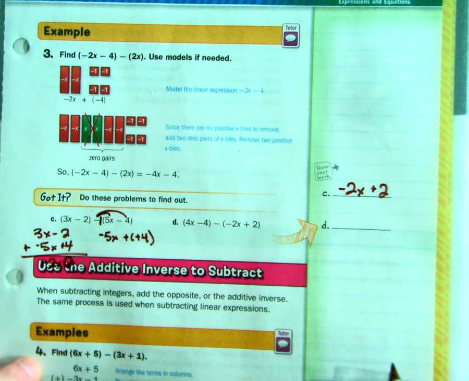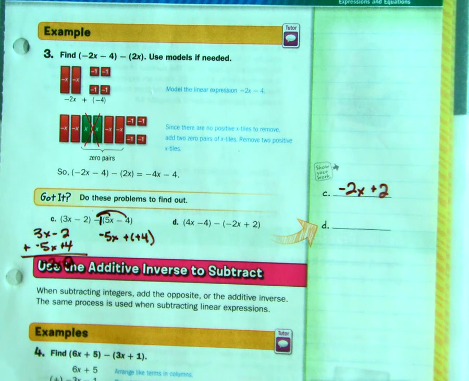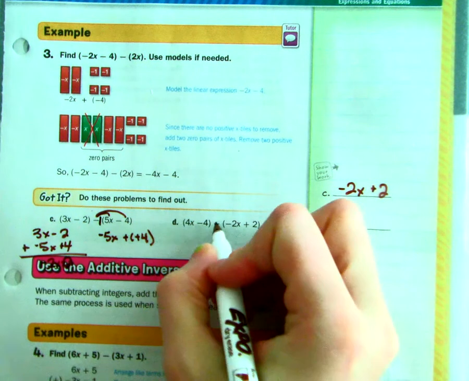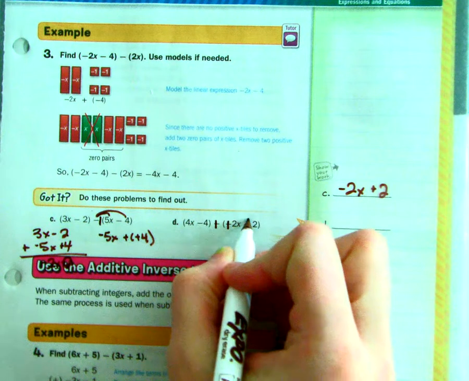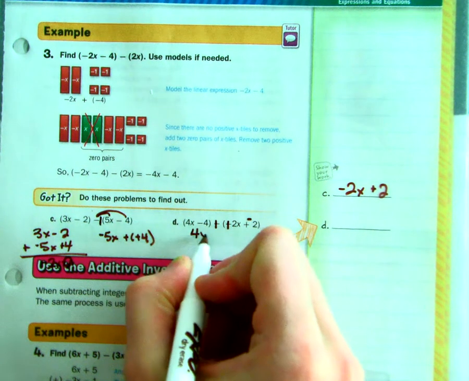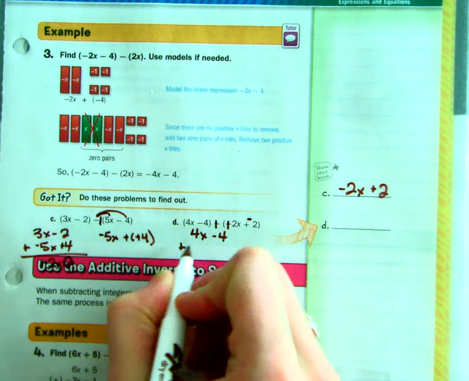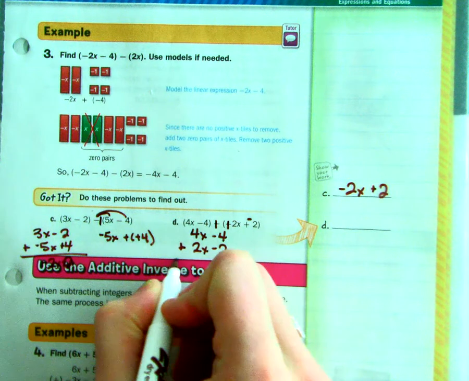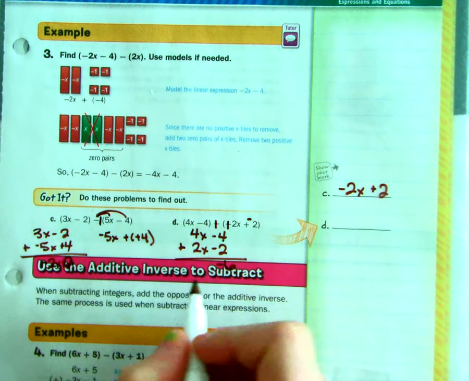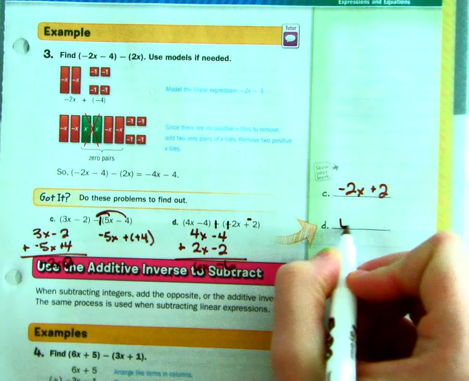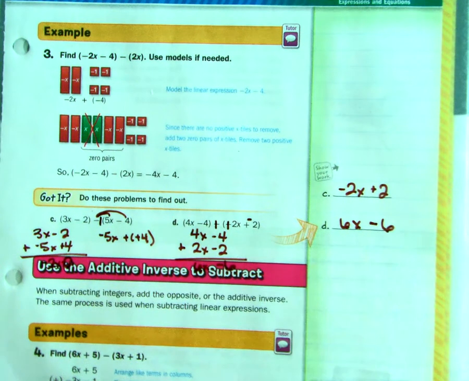Okay, another example, letter D, I have the quantity 4x minus 4 minus the quantity negative 2x plus 2. Again, I add the opposite, so I make this positive, my negative becomes positive, my positive becomes negative, so I have 4x minus 4 plus 2x minus 2. Negative 4 plus negative 2 is negative 6. 4x plus 2x is 6x, so I get 6x minus 6. Okay, a couple more examples.